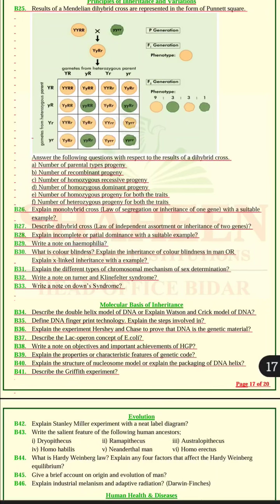And question number 29, write a note on hemophilia. And question number 30, what is color blindness? Explain the inheritance of color blindness in man, or explain X-linked inheritance with an example. Okay friends, let us move to the next one. It is question number 31.